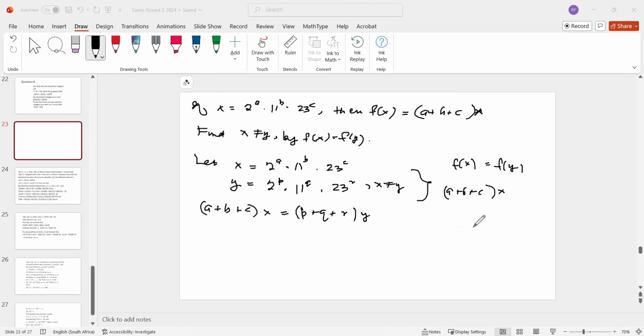Okay, so I have this situation, and I want to find out whether I can find these numbers. Can we find a, b, c, p, q, r that makes this true? And of course, if you know these three numbers, then x is also known, because x is in terms of a, b, and c, and so is y. All right, now this is a tricky part.